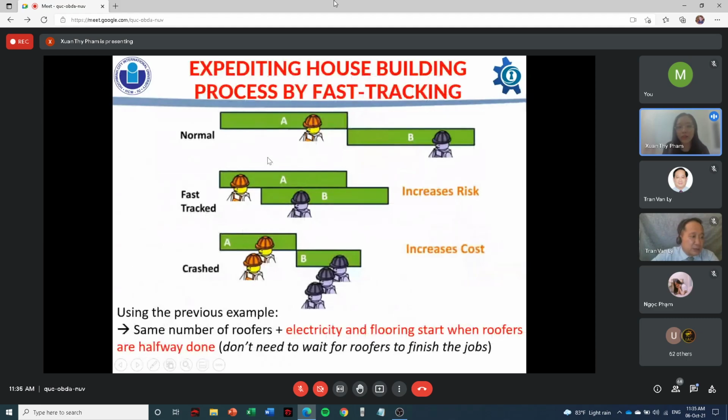So let's consider the reverse example, building a house. In the rushing session, we said that the manager will hire more workers and roofers to expedite the project. However, in fast tracking, we keep the same number of workers and roofers, but the succeeding activities like electricity and flooring can start when the roofers are halfway done. They don't need to wait until the roofers finish all the jobs.